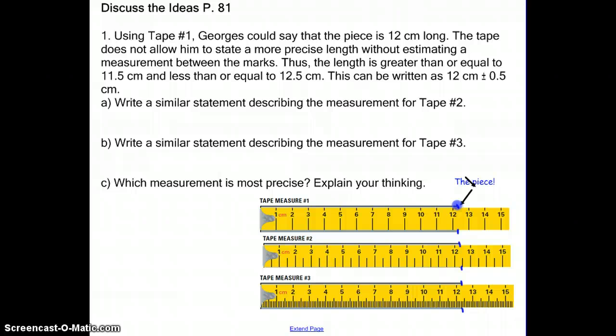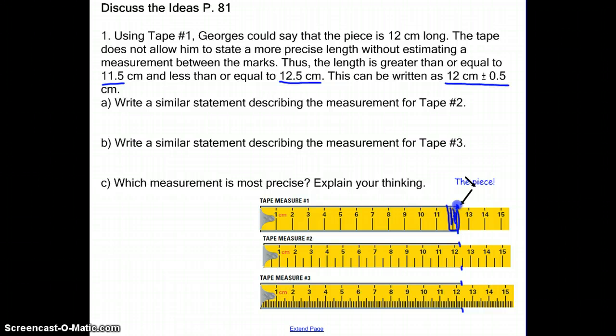So he says that it must be between 11.5 and 12.5 since he knows it's around that 12 mark. Because if it was 11.5 or in here, it'd be rounded up, and over here it would be rounded down. So it's somewhere in there. So he wrote it as 12 centimeters plus or minus 0.5 centimeters.